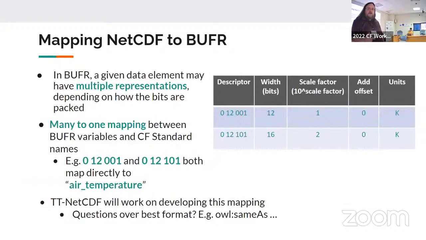But the problem is in BUFR, any given data element might have multiple representations depending on how the bits are packed, right? Like, this is crazy to me, but this is the way it goes. I don't know. You know, Charlie, you got compression, you got bit packing. I don't know. Maybe it makes sense. But so, for example, this is air temperature: 012001 and 012101 are both air temperature, right? And the difference is the width in bits of those variables. So the question is, how do we map CF to these specific variables?